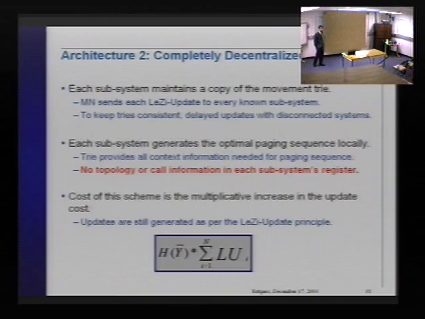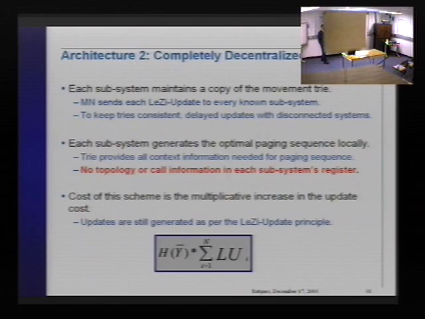Now let's take the other extreme view, which is completely decentralized. No subsystem trusts one another. Then each subsystem independently maintains a copy of this trie, because the entire paging strategy is based on the knowledge of this trie. There's nothing else you need to know. So the idea is that the MN will send each lazy update, each update of its location, to all the subsystems that it connects to. So clearly there's a significant increase in the update cost. But now, there's no central entity controlling the paging sequence of the mobile.